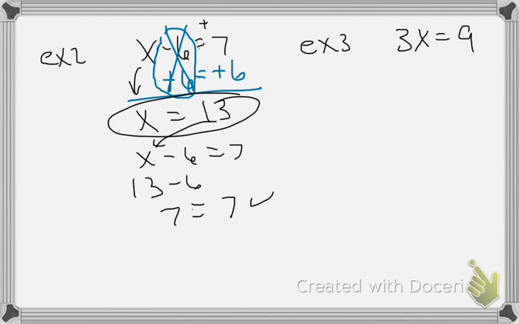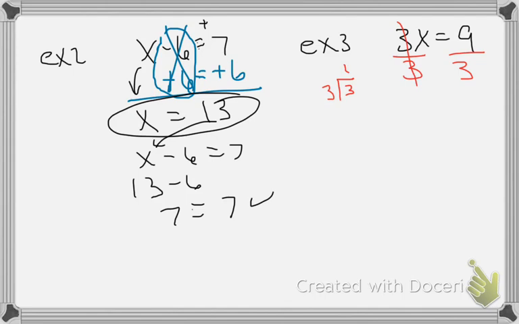What's being done to x? Being multiplied by 3. So the opposite of multiply by 3 is divide both sides by 3. Now you've got to be careful here. What is 3 divided by 3? You should say 1. So 3 divided by 3 is 1. If you notice I drew a line through them, it looks like a big 1.